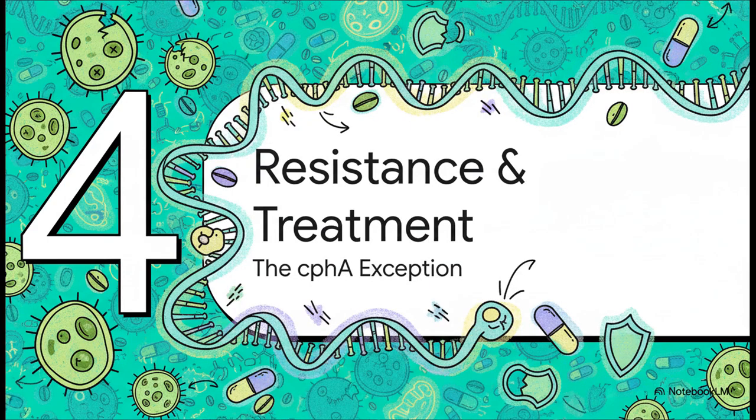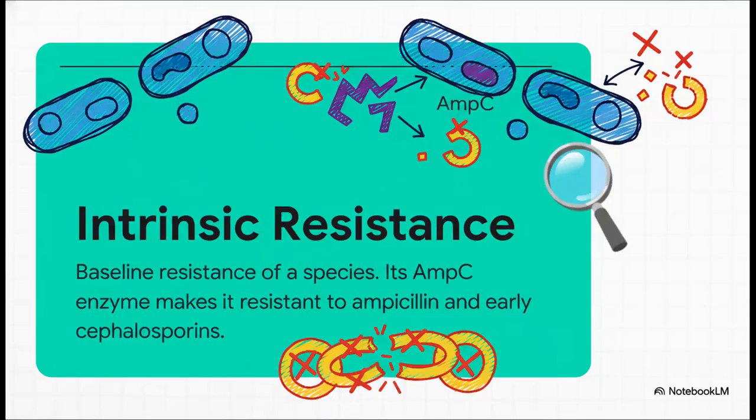All right, now we get to what might be the most critical section for day-to-day practice, antimicrobial resistance. And for Aeromonas caviae, the whole story really hinges on one very important genetic exception. First off, let's talk intrinsic resistance. Aeromonas caviae comes right out of the box with a chromosomal AmpC beta-lactamase. This isn't something it picks up. It's just part of its standard genetic toolkit.